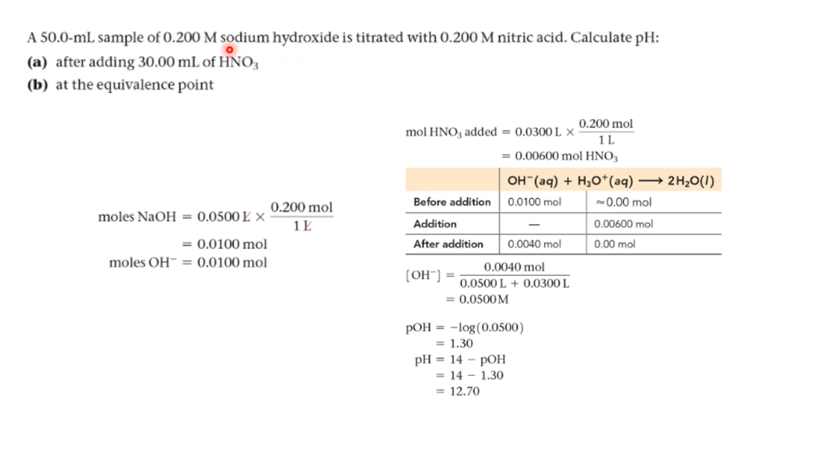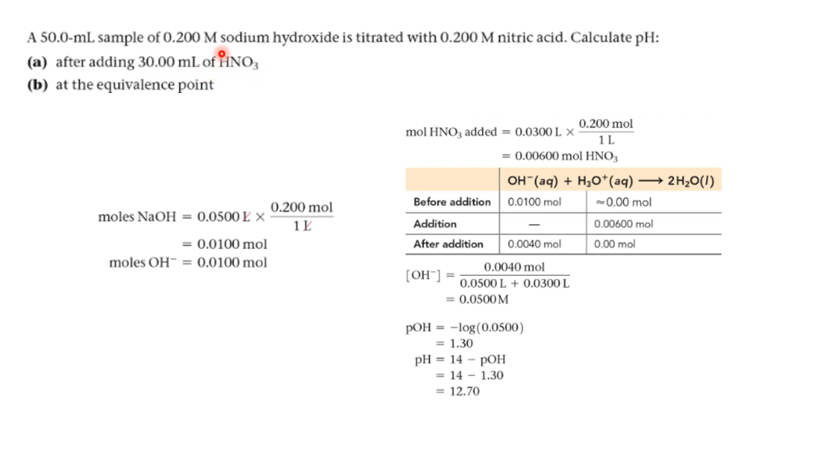So right away, after adding 30 milliliters, I haven't reached the equivalence point yet. The equivalence point is 50 milliliters. I only added 30. So conceptually, I know that I haven't consumed all of my sodium hydroxide. There's going to be some sodium hydroxide left because we didn't add enough to consume all of it yet.